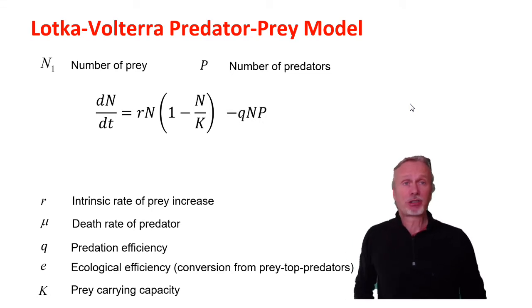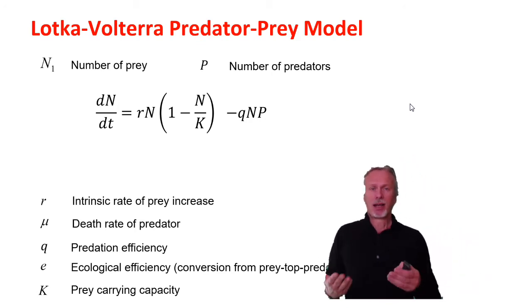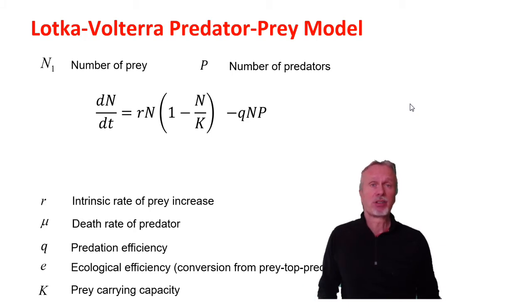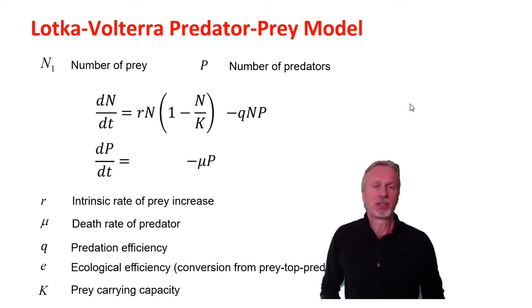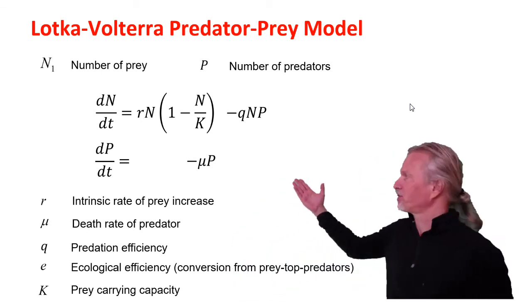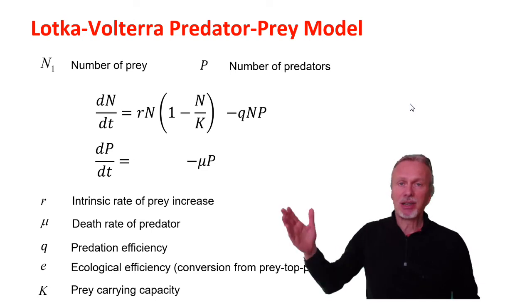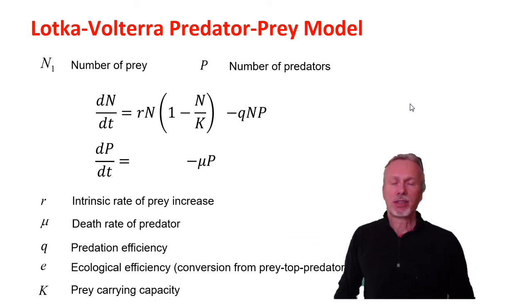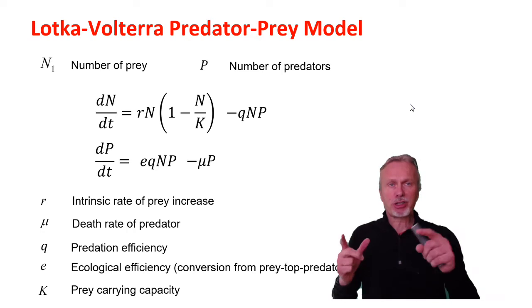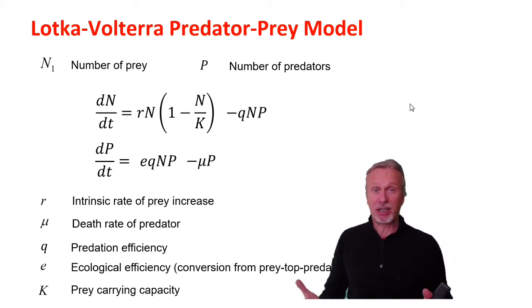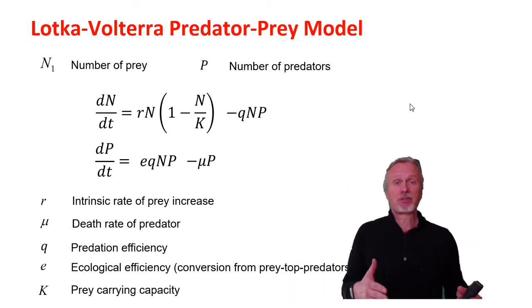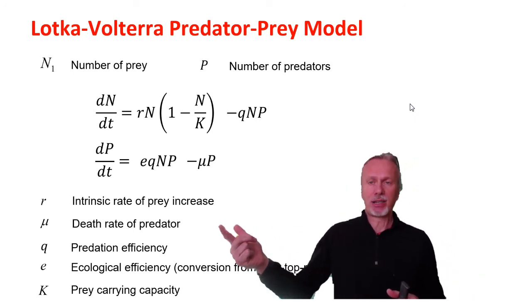Then we have the predation term, which we assume for simplicity to be proportional to the number of the prey and the number of predators, through q, which is the predation coefficient. The predator decreases exponentially with the mortality rate equal to mu in the absence of prey, but the successful attacks on prey allow the number of predators to increase. The term q N P, the number of prey successfully attacked by the predators, transforms into new predators through the ecological efficiency equal to e.